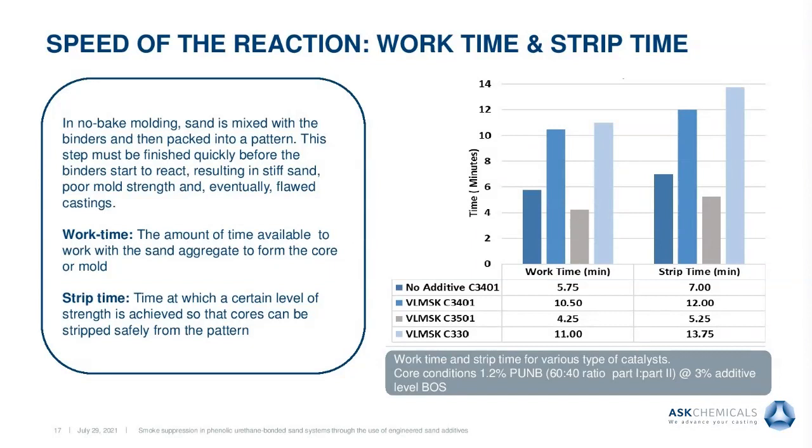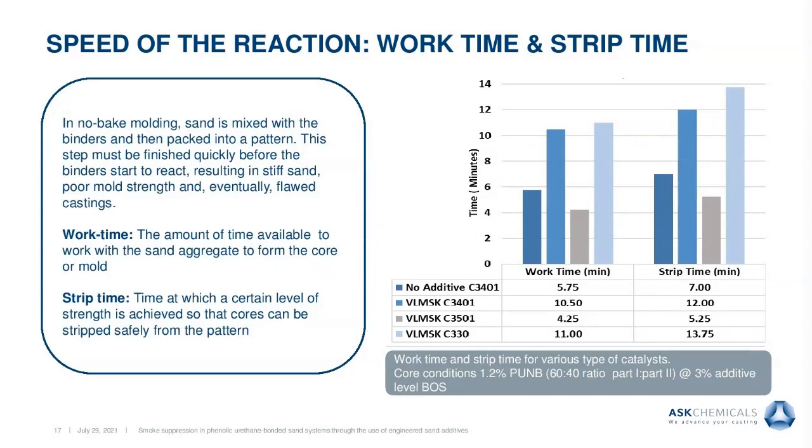And then after that, once you pass that time, now you have to watch for the strip time, which is the time where you have to achieve a certain strength so that you can safely remove your core or mold from the pattern. So on the right side, again, that's the same condition as I showed for tensile strength. For no additive, we're around 6 minutes. So when we put the additive in, and this is what we expected, we were going to slow down the work time. But again, we just adjusted the catalyst to bring this back.